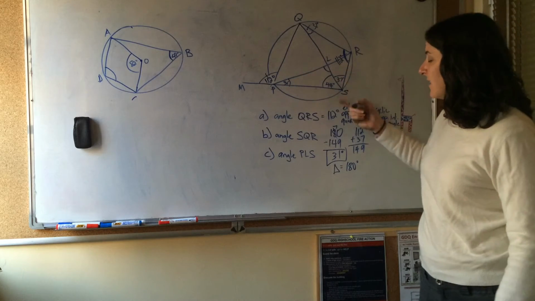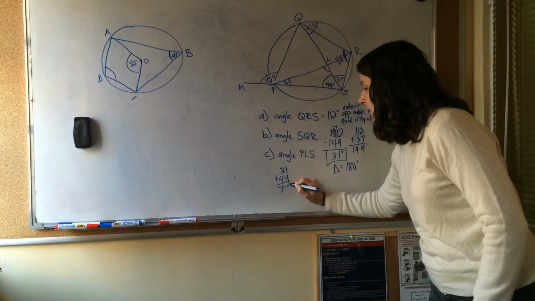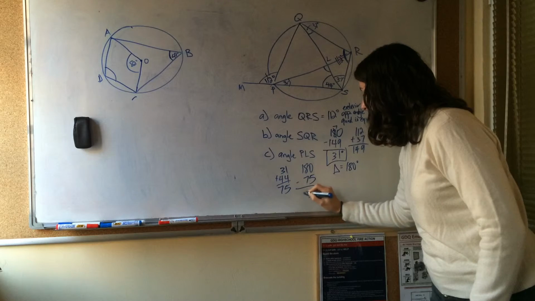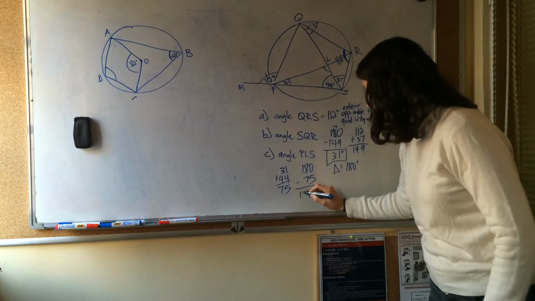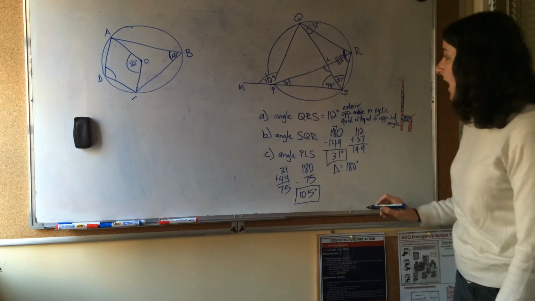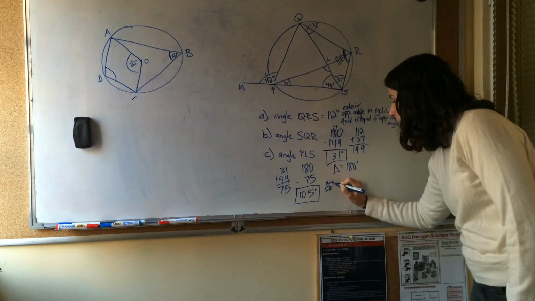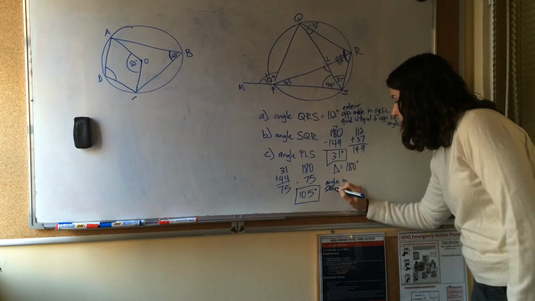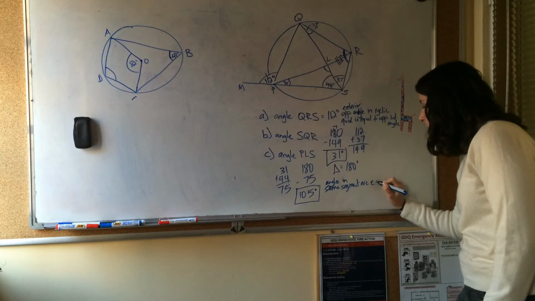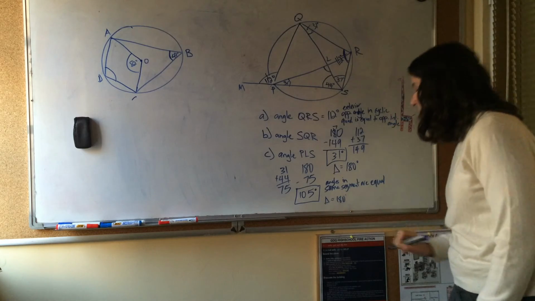So again, we just have a triangle situation. 31 plus 44 is 75. 180 minus 75 is 105. So we know it's going to be equal to 105 degrees. How? We used angles in same segment are equal, and we also used the triangle is 180 degrees.